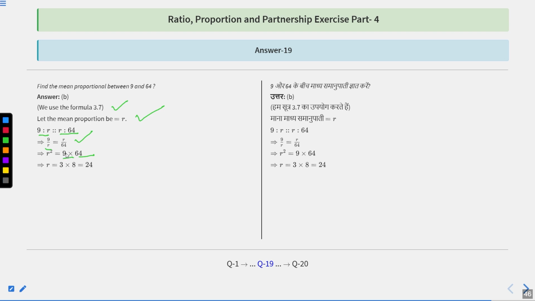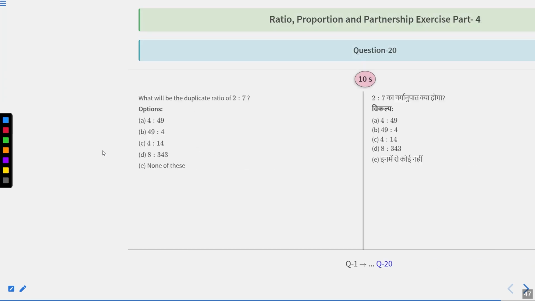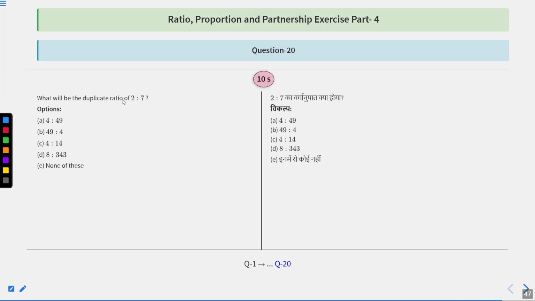The square root of 9 is 3, and the square root of 64 is 8. Multiplying them, we get 24. So the mean proportion will be 24 for this question. Okay. Next one. What will be the duplicate ratio of 2:7? You have 5 options and 10 seconds to solve this question. Your time starts now.